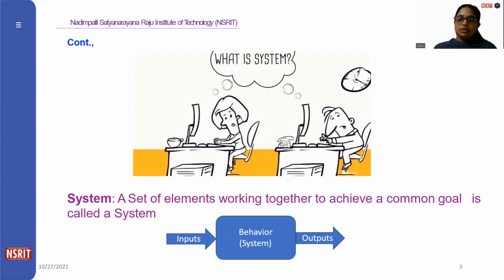So it means that we give some inputs to a system, and we will get some outputs. The elements work together to achieve some common goal. So a system is nothing but a set of elements working together to achieve that goal. This complete process is called a system.